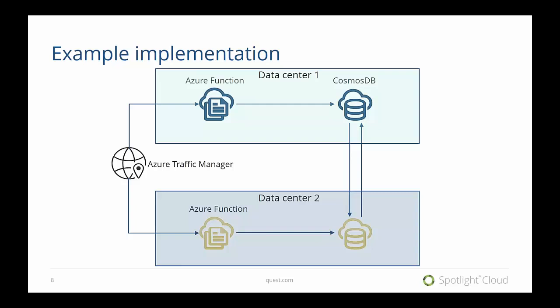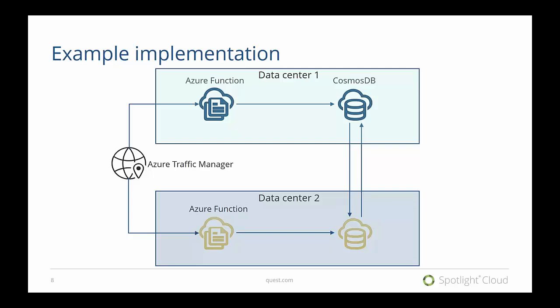So here's a picture of our example implementation. We built our system out of 2 data centers, but you can actually add more data centers on here. And we built it using CosmosDB replicated between the 2 data centers.